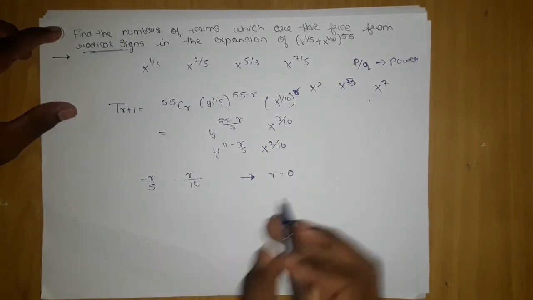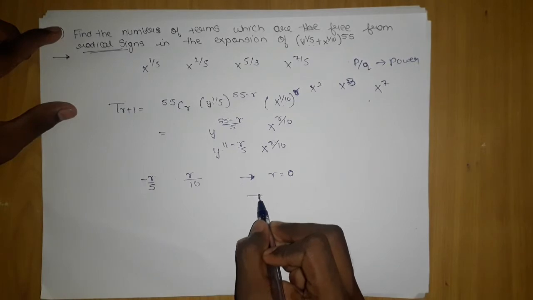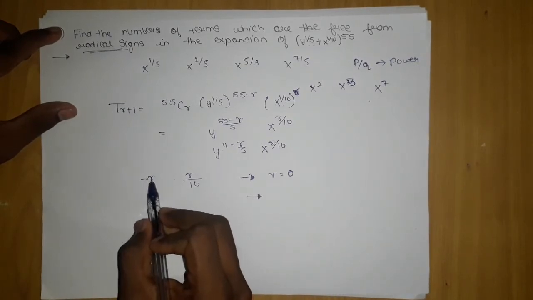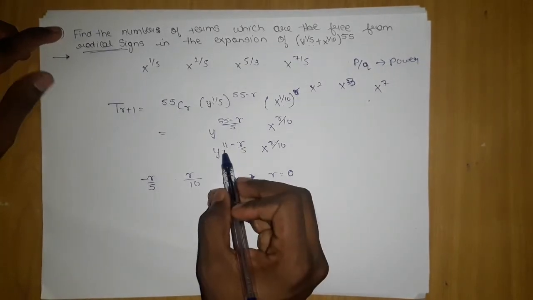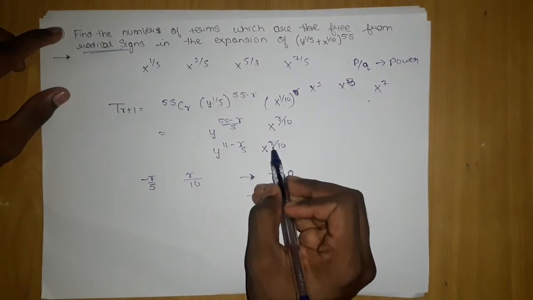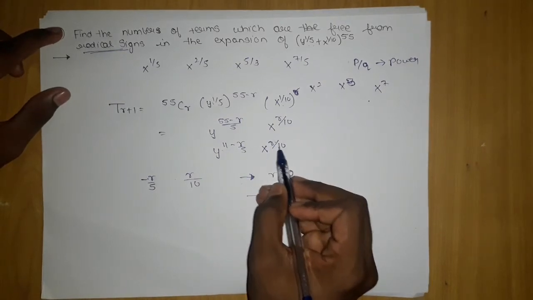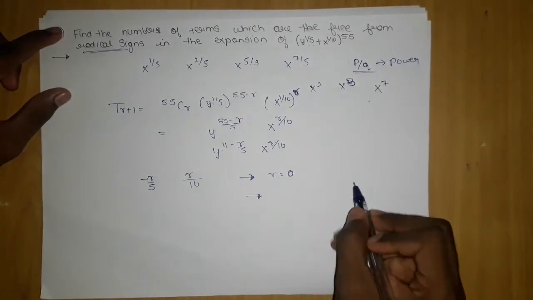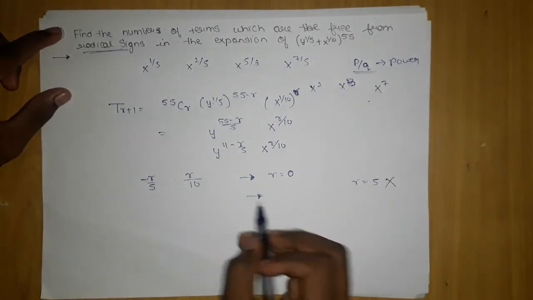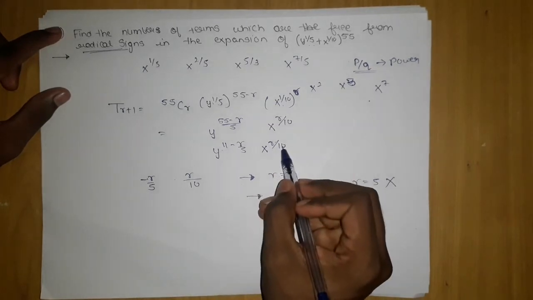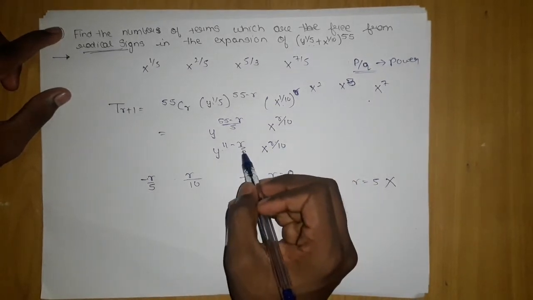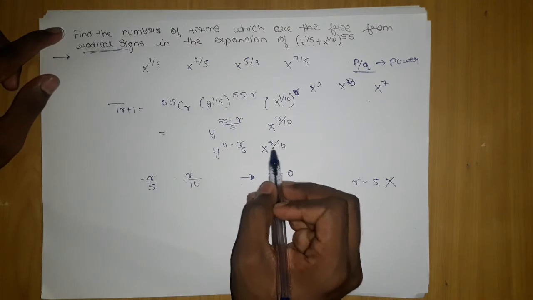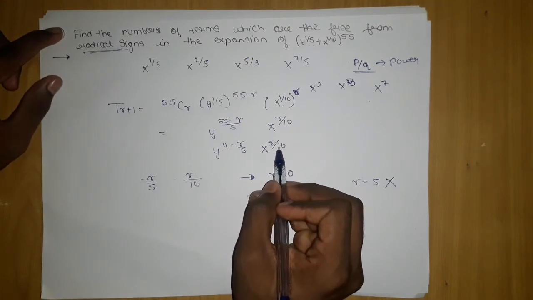So 0 is right. Now can we select 5? Here 5 will give me minus 1, and y^10 will appear, that is right. But here we will get stuck, because if you substitute 5 it will be 1 by 2, which is again a p by q power. So r equals 5 is rejected. So I got an idea that any multiple of 10 will be a multiple of 5 for sure, so I will try to take all multiples of 10.